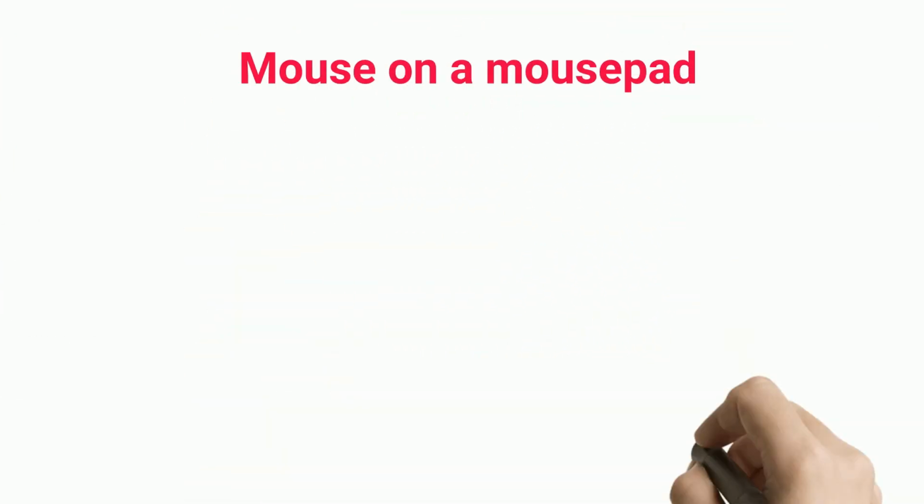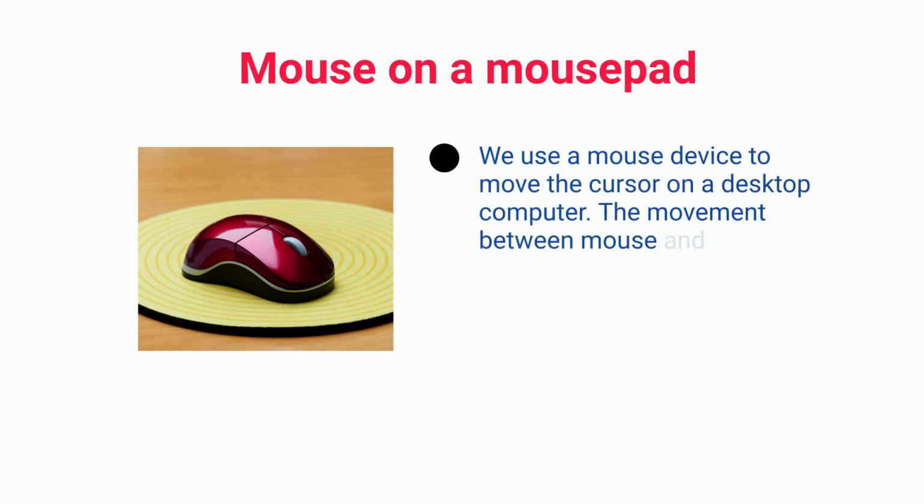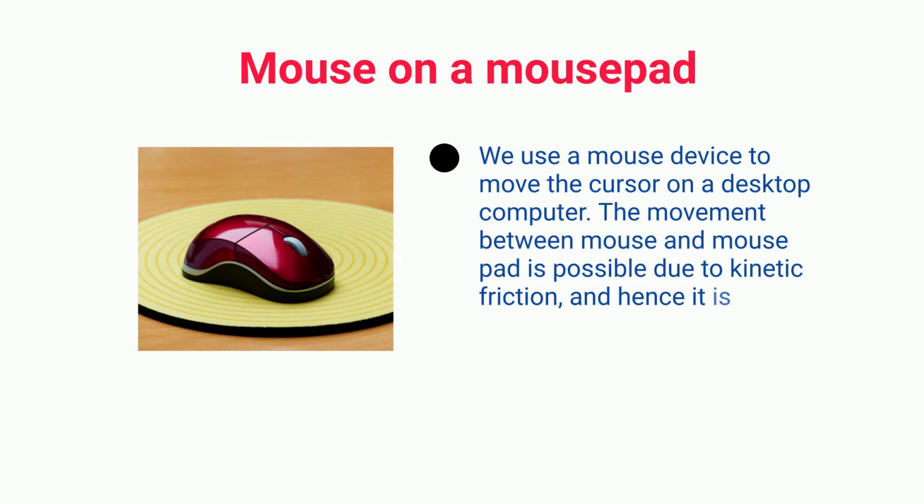Mouse on a mousepad. We use a mouse device to move the cursor on a desktop computer. The movement between mouse and mousepad is possible due to kinetic friction, and hence it is an example of kinetic friction.